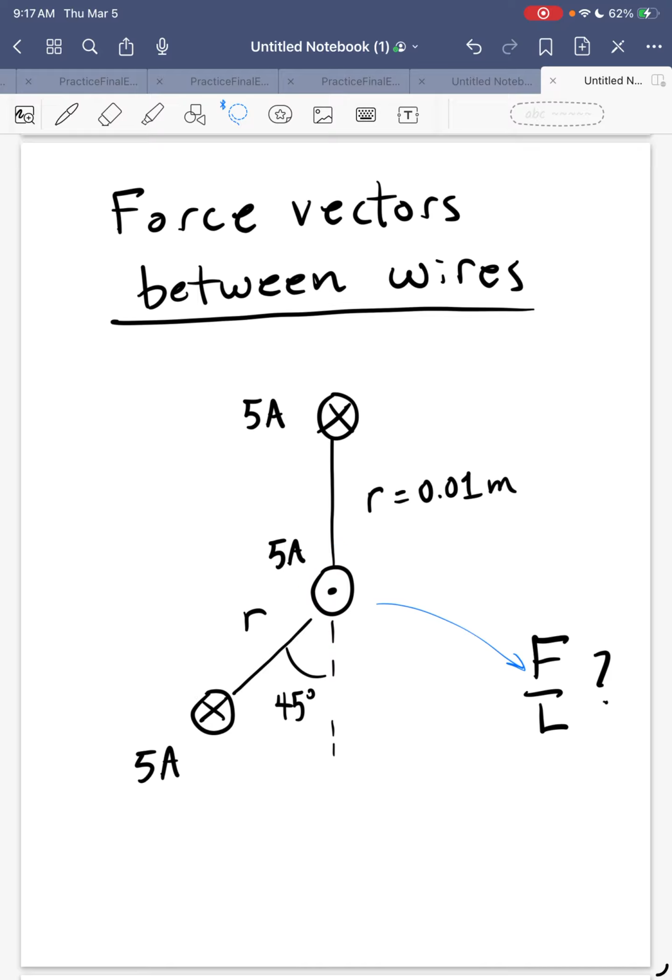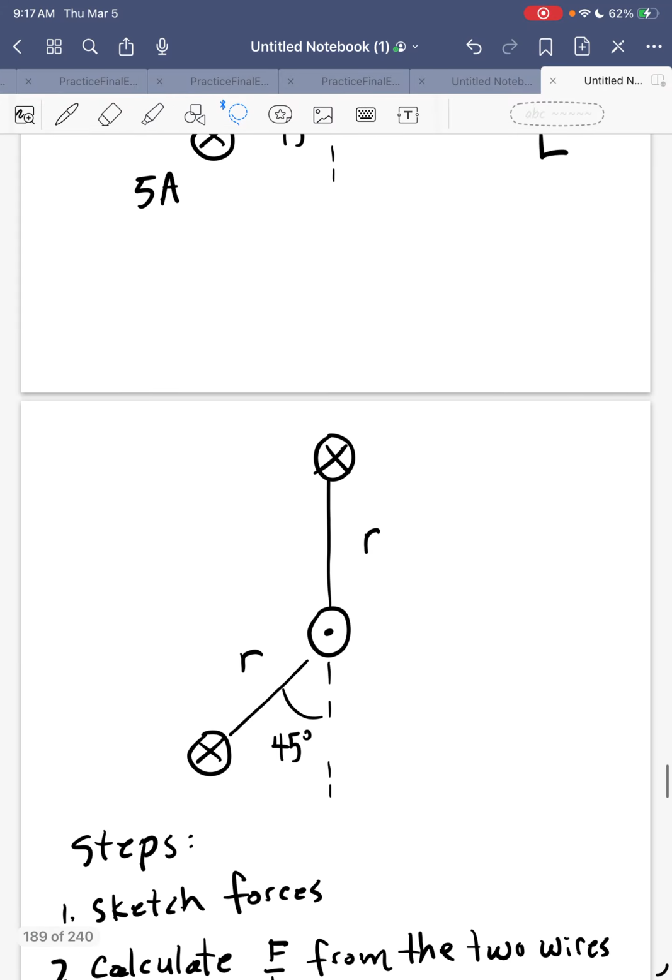And so to solve this problem, we're going to have to consider the force of this wire and the force of this wire on this central wire here. And we're going to have to use vectors and resolve them into x and y components. So let's talk about the steps.